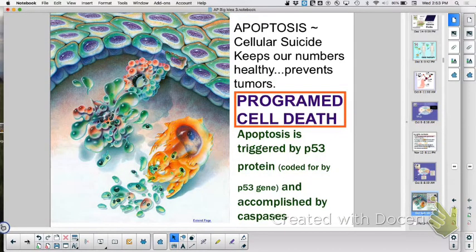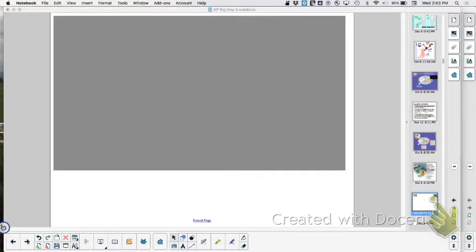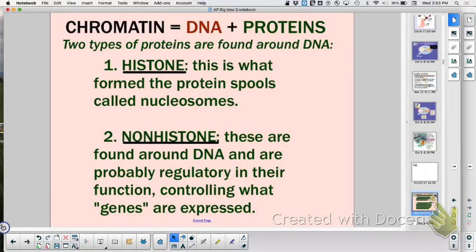Programmed cell death, we talked about that yesterday, I believe. Yeah. Or was it the day before yesterday? It's all stringing together for me right now.